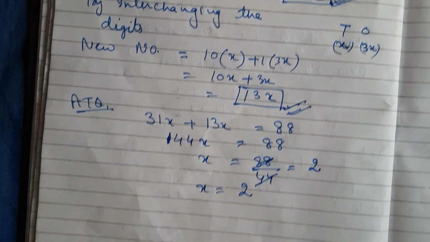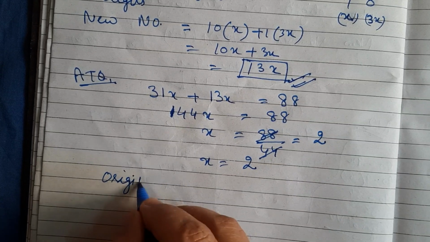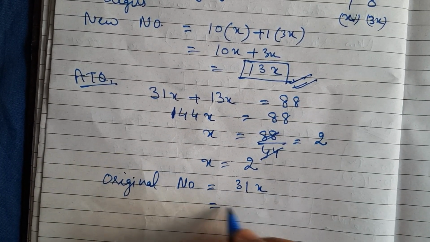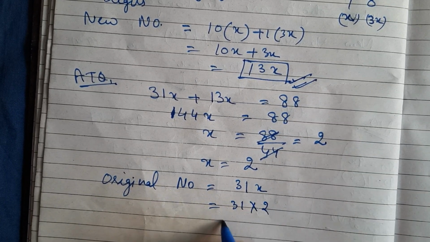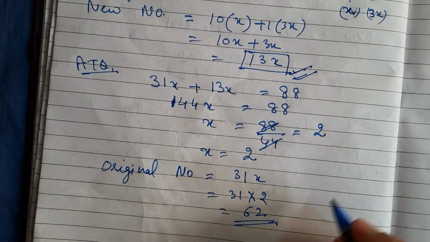The question is what is the original number? So we have to find what is the original number. So original number is 31x, which means 31 into 2, that is 62. So 62 is the original number.